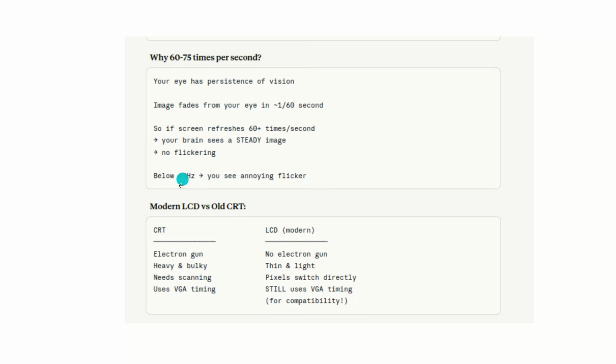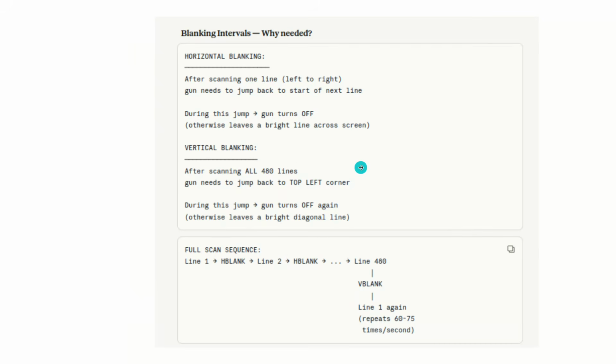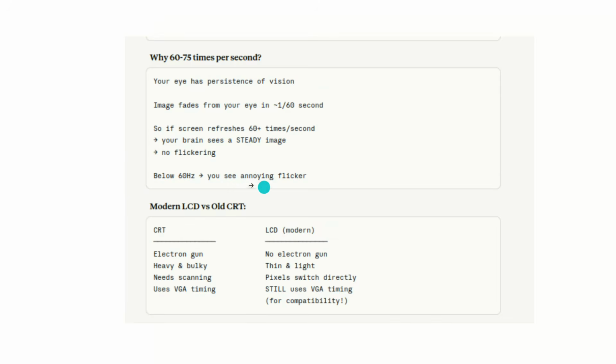If it is below 60 Hertz, there would be an annoying flickering on that screen. Fine. So this scanning has to be repeated 60 to 75 times. In 1 second, this would repeat 60 to 75 times. Then only our eyes can clearly see it.